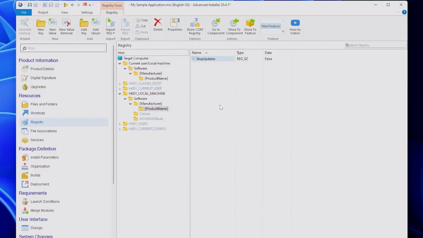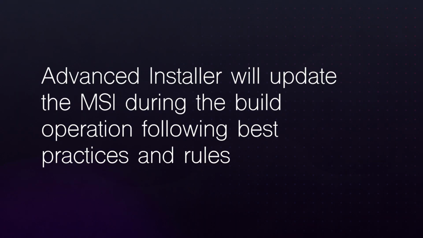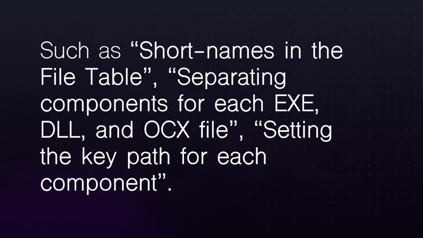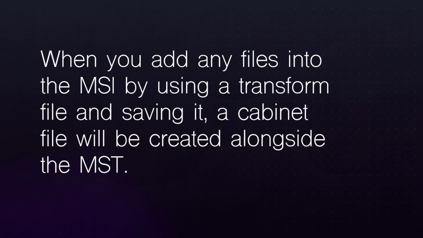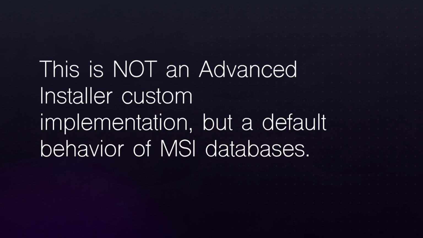That's pretty much it. And if you want to add a file into your MSI package, when you directly modify an MSI with Advanced Installer, this will update the MSI during the build operation, following best practices and rules such as short names in the file table, separating components for each exe, dll, or ocx file, and setting keypaths for each component. And when you add any files into the MSI by using a transform file and saving it, a cabinet file will be created alongside the MSI.